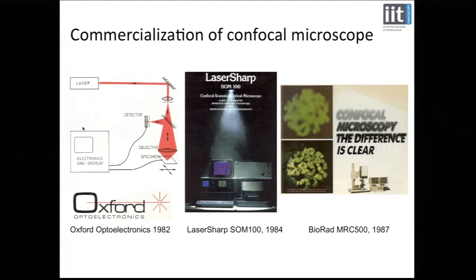Another thing that happened when I was in Oxford was we were involved with commercializing this system. In 1982, we set up a company called Oxford Optoelectronics. The main market we were looking for was the semiconductor materials market. The microscope was developed, and we later sold the rights to another company, and it became the Lasersharp, in 1984. Eventually, Lasersharp was bought by Bio-Rad.